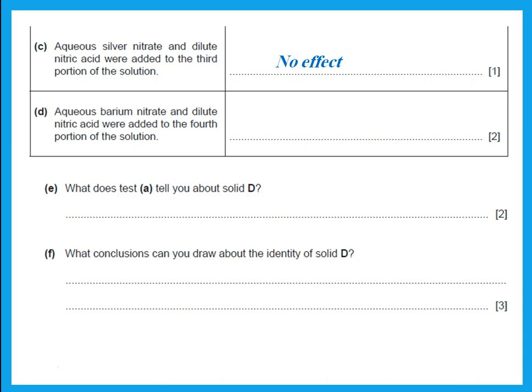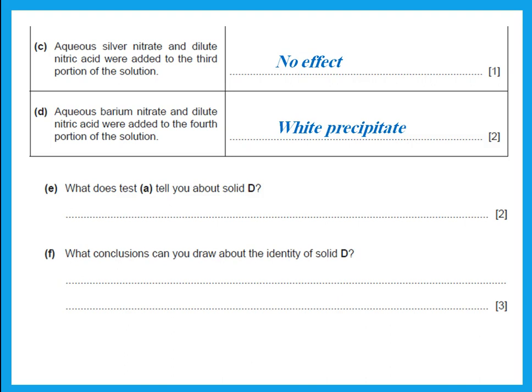Then he's adding aqueous barium nitrate and dilute nitric acid. Again, barium nitrate is test for what? Barium nitrate is test for sulfate. When I added, I have sulfate, so I should get white precipitate.